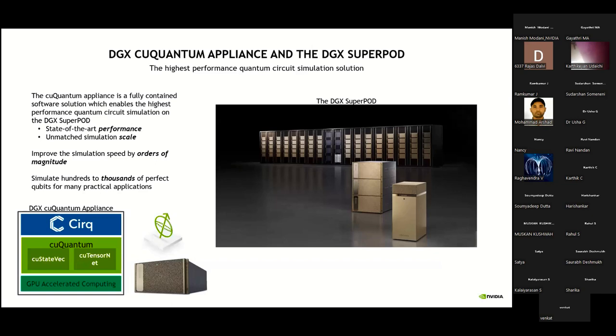Last, about cuQuantum, almost the last slide is, these are readily available solutions. It is available in the form of a container. One can start using it immediately, and we can scale those on the NVIDIA DGX SuperPOD, and one can get significant speedup. And one can simulate hundreds to thousands of qubits for many practical applications using NVIDIA GPUs.